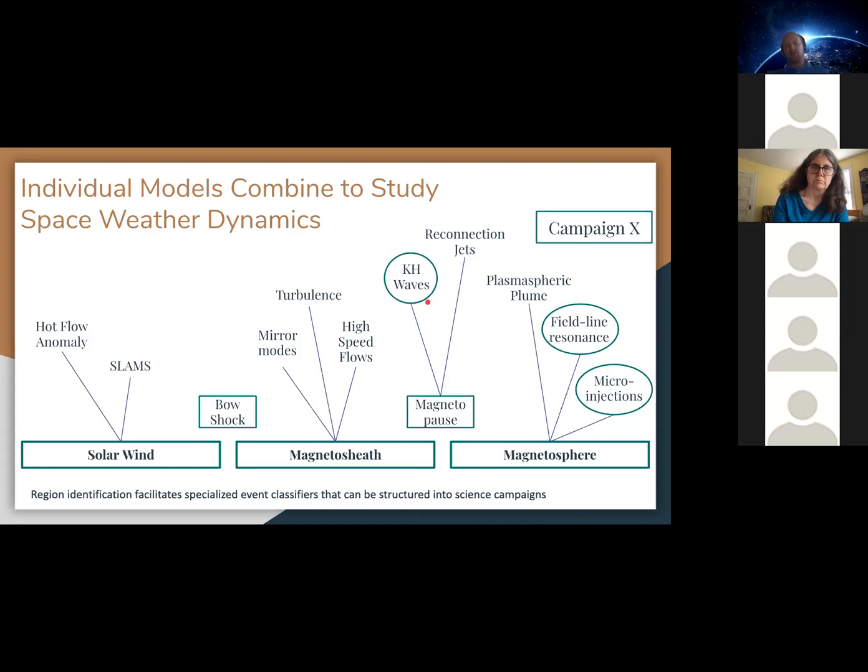So this large system of events has to be well understood in order to really capture the physics involved in this process. So we can activate the machine learning models specific for each of these events and create a science campaign out of it. So not only are we automating the CITL process, we can now start automating some of the science discovery process as well.